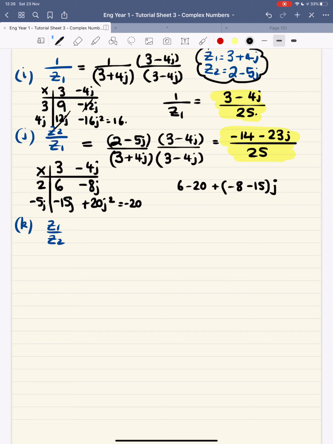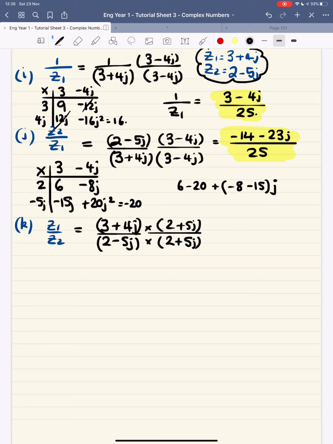Now we've got to do this last one, Z1 over Z2. So this is the other way up. 3 plus 4j divided by 2 minus 5j. Tempted to use the reciprocal of the previous answer, but I'll do it from scratch. So we multiply top and bottom by 2 plus 5j, which is the complex conjugate of the denominator.